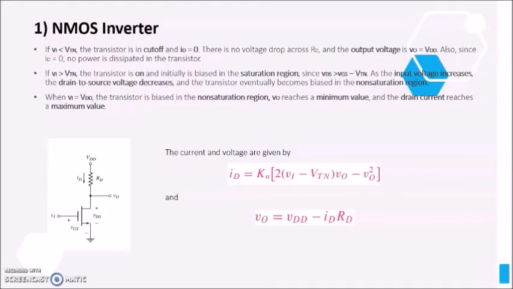As the input voltage increases, the drain to source voltage decreases, and the transistor eventually becomes biased in the non-saturation region. When Vi equals VDD, the transistor is biased in the non-saturation region. VO reaches a minimum value, and the drain current reaches a maximum value. The current and voltage are given by these formulas.